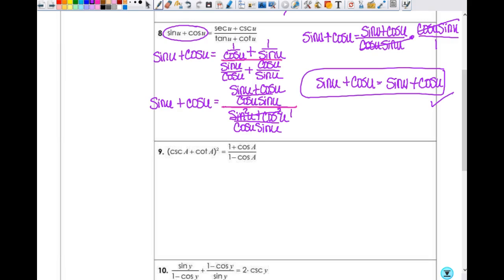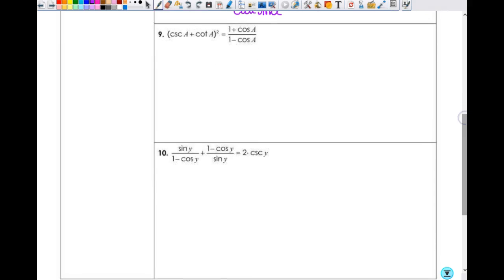Okay? Everybody good? All right, so let's look at number 9. Now, when I ask you which side looks more complicated, that is a matter of opinion. But most of the time, you want to try and get rid of a fraction if you have a fraction. It's usually better to work with this to get here than the other way, because we'd have to square that and it becomes a trinomial and it's a whole thing. So we're going to work with the right-hand side.